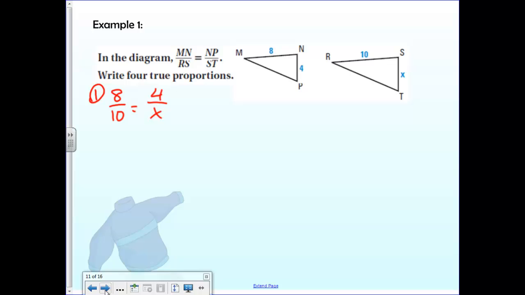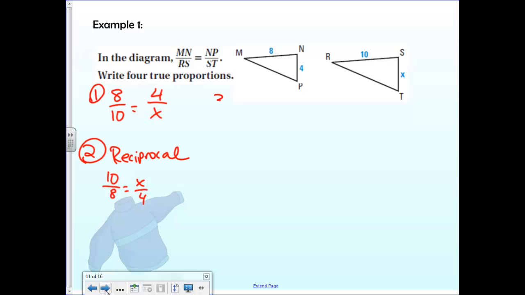The second one we're going to do, I'm just going to make a note. Let's do the reciprocal property. What's reciprocal tell us to do? Flip it. So I'm going to take the original one that I just wrote here and I'm going to flip it. What's that look like flipped? 10 over 8 equals X over 4. Good, Brent, Courtney. So I took the original and I wrote the reciprocal.